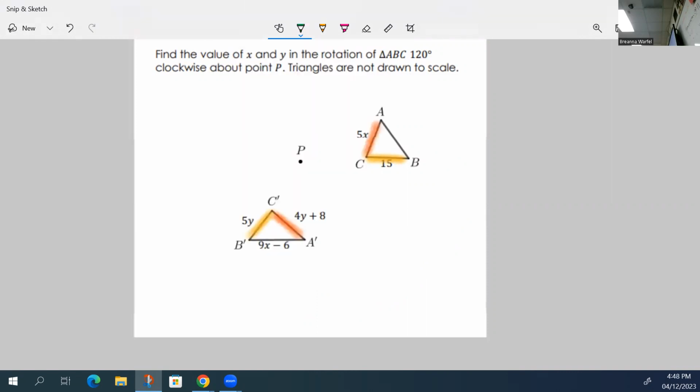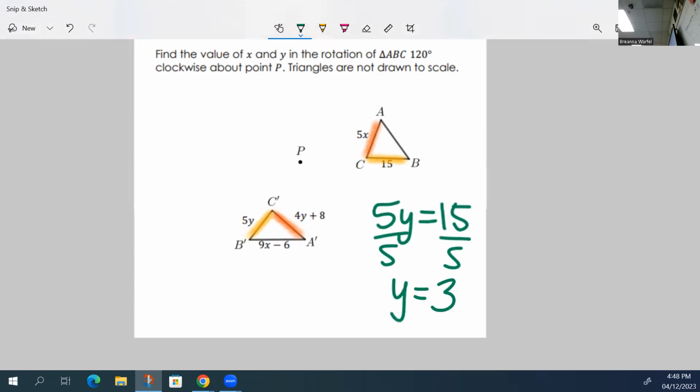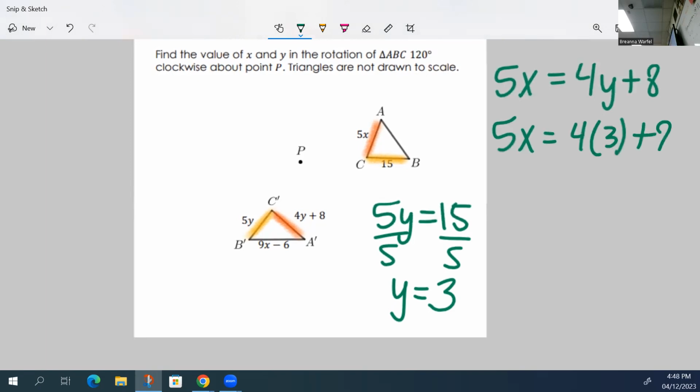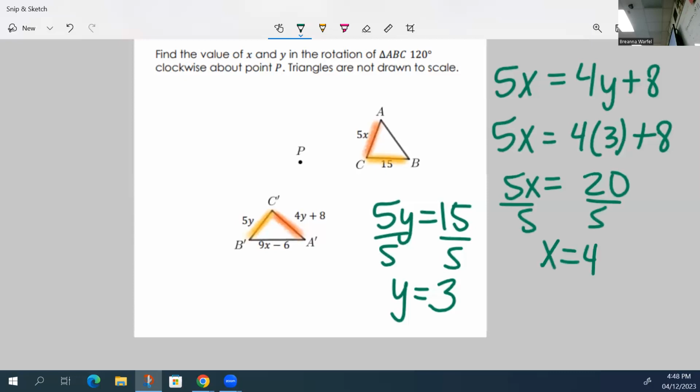So obviously you have to start with CB because you have 2 variables for the other side. So you have 5y equals 15, so y equals 3. And then you take that y and plug it into that. So then you have AC is congruent to A prime C prime, so you have 5x is equal to 4y plus 8. You just found out that y was 3, so 5x equals 4 times 3 plus 8. 4 times 3 is 12, 12 plus 8 is 20. So you have 5x equals 20, divided by 5, x is 4.